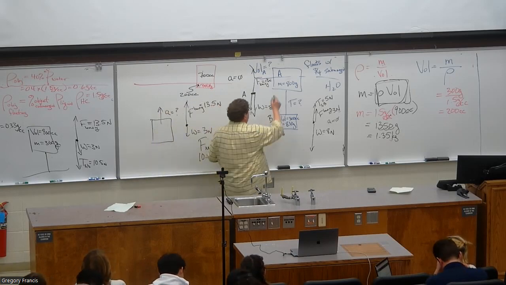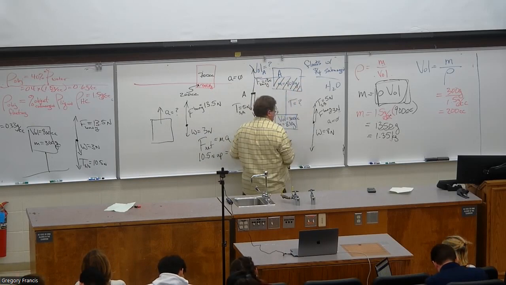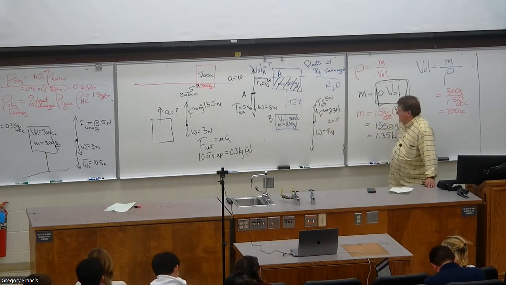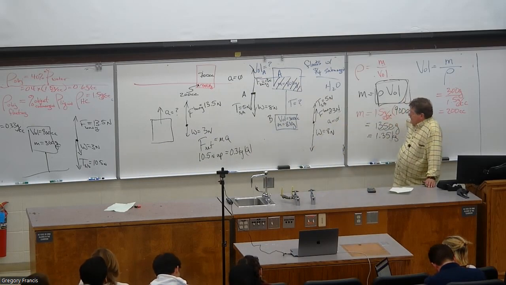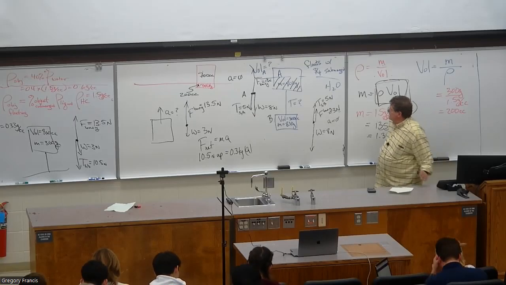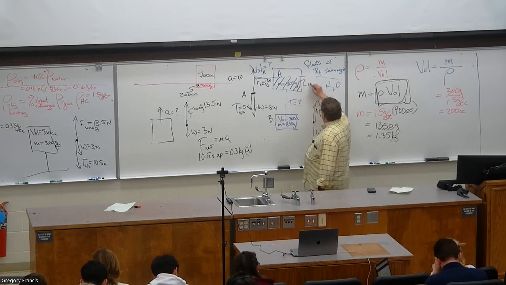That means that this block, in order to have a buoyant force, has to displace 13 newtons worth of water. In other words, it has to displace 1300 cc's.